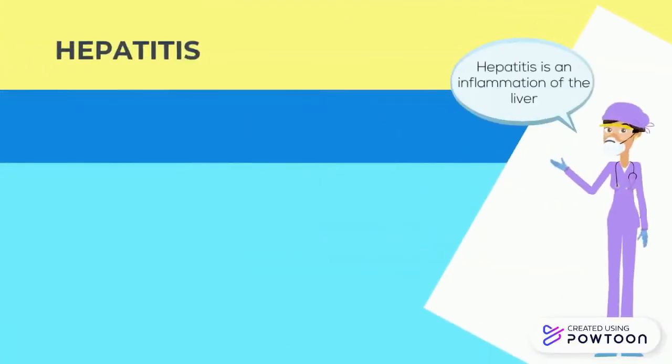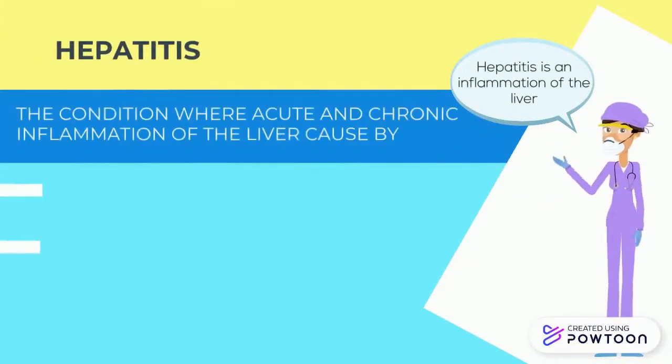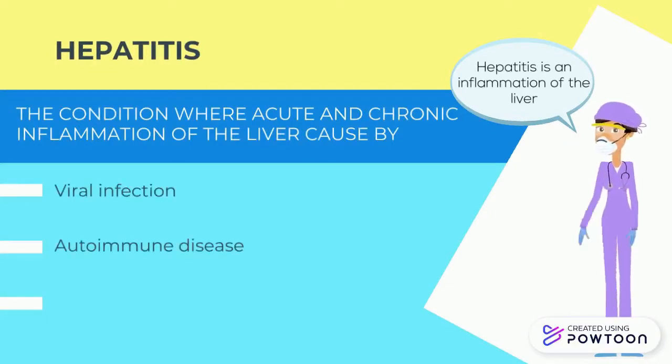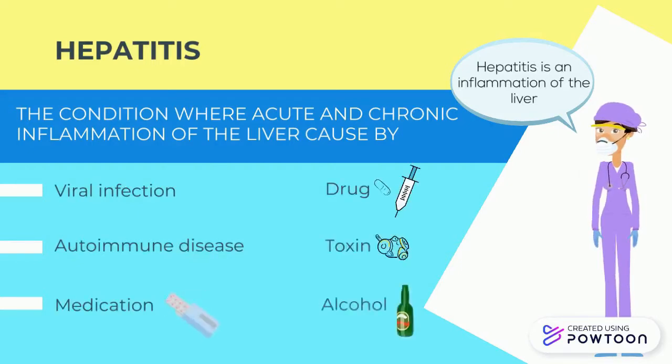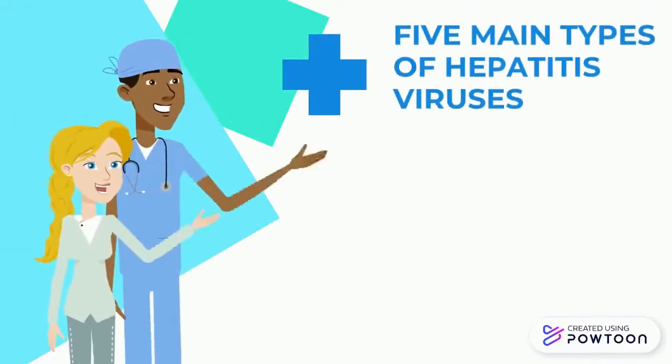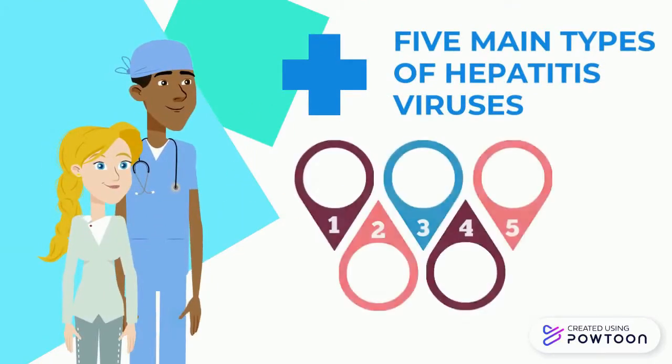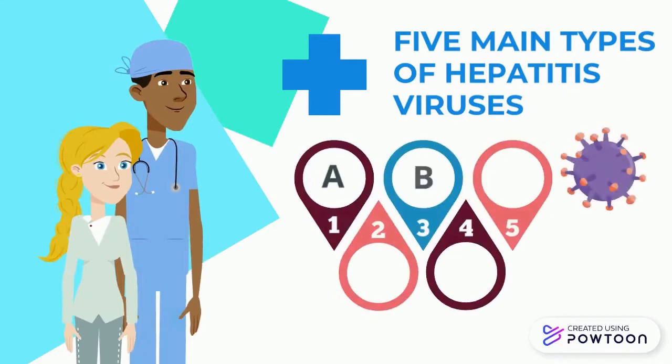Hepatitis is an inflammation of the liver. The condition where acute and chronic inflammation of the liver is caused by viral infection, autoimmune disease, medication, drug, toxin, and alcohol. There are 5 main types of hepatitis virus, including types A, B, C, D, and E.